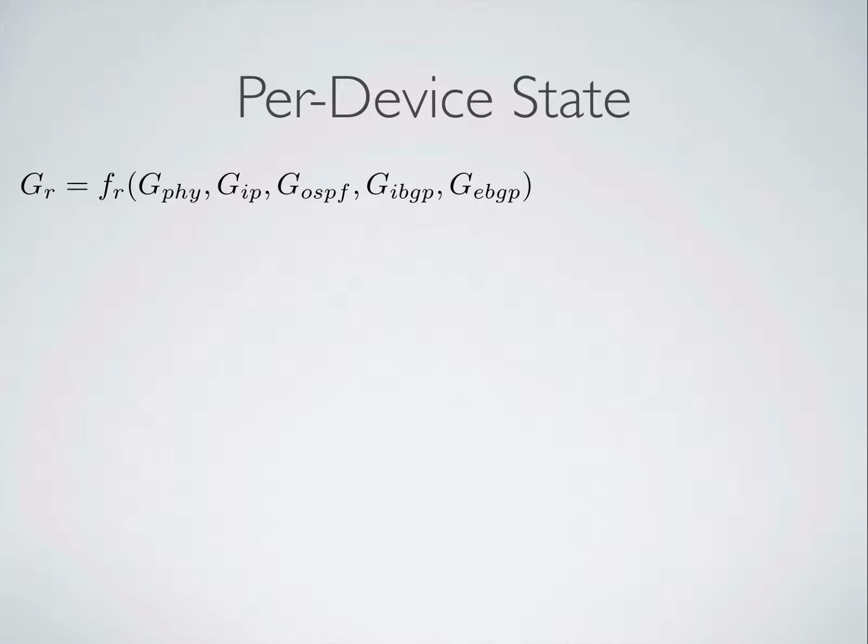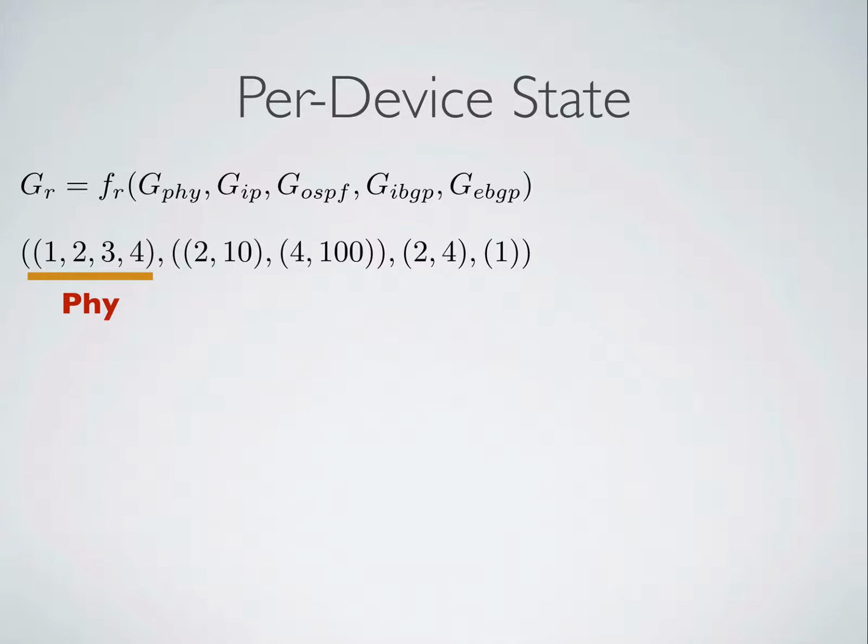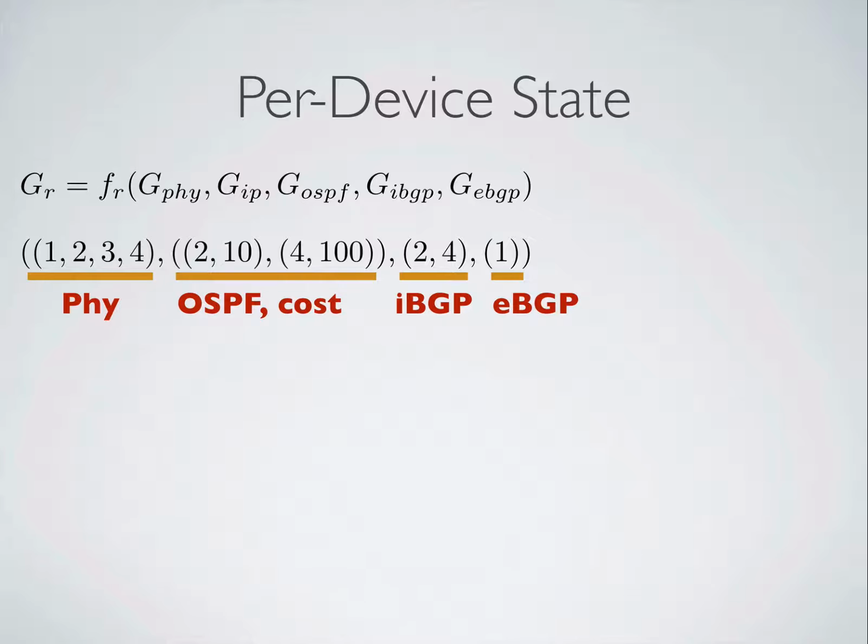We can define a function fr, which creates the resource vector, the output of which is gr, which is the resource graph. This function takes the overlay graphs, such as the physical, IP, OSPF, IBGP, EBGP, or other user-defined graphs, and outputs this vector. These properties represent, for example, the physical connectivity, so this device connects to routers 1, 2, 3, and 4, which can go into the interface configuration stanza. The OSPF connectivity, such as the remote neighbor that it's connecting to, and the cost, such as 10 to router 2, or 100 to router 4. IBGP connectivity, showing that there is a connection to router 2 and router 4. And EBGP connectivity, showing there's a connection to router 1.